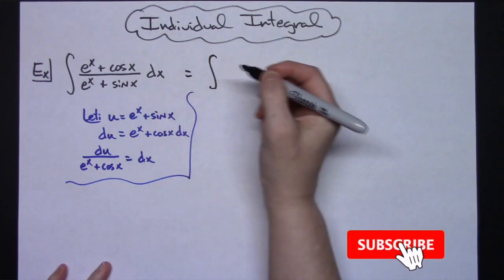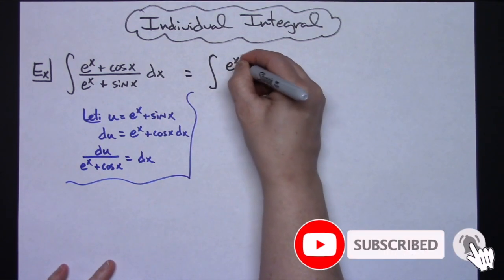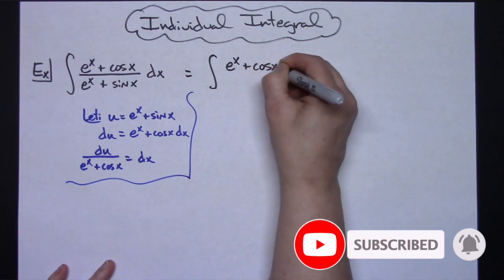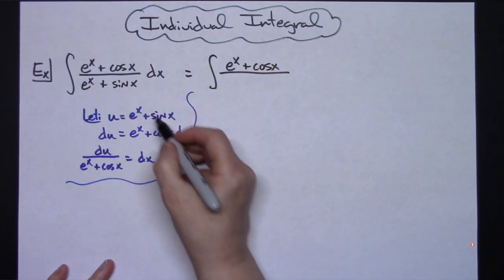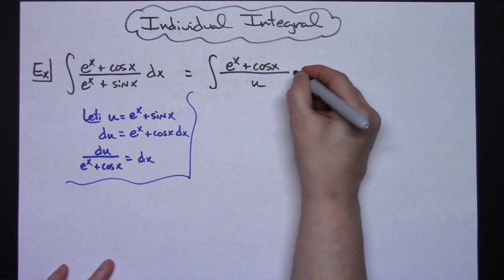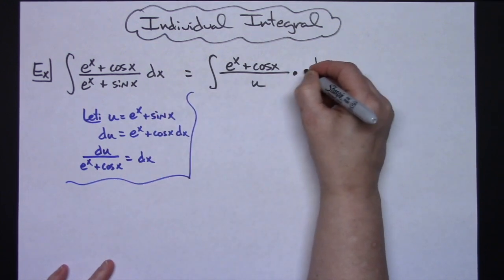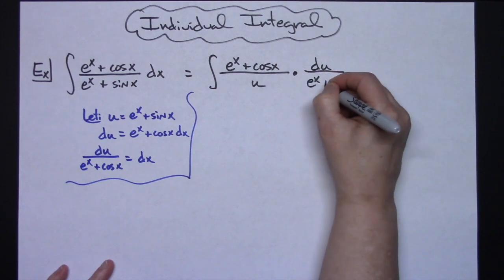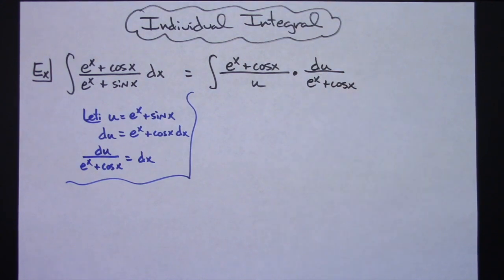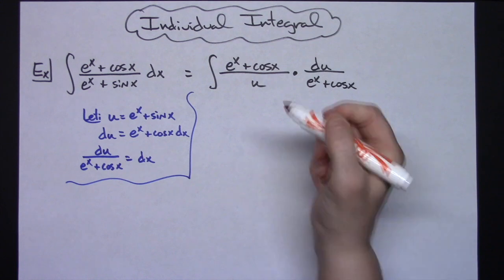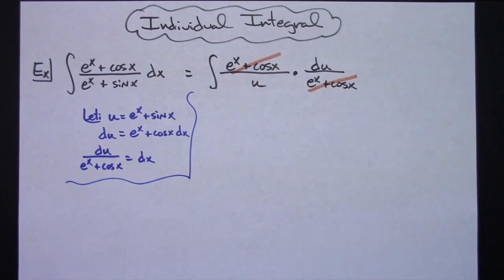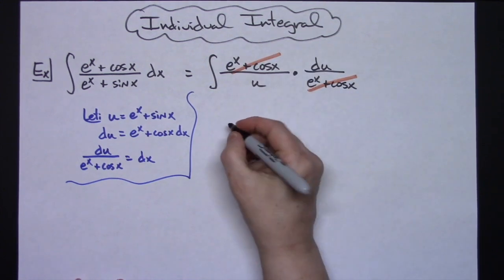Okay, so the numerator will stay e to the x plus cosine x. We will replace that denominator with u, and we'll replace dx with what that equals, du over e to the x plus cosine x. All right, from there we are going to be able to see real nicely that those e to the x plus cosine x's cross out.